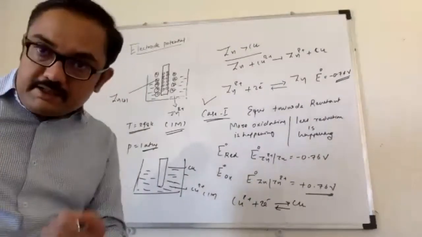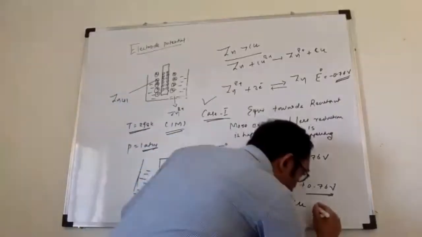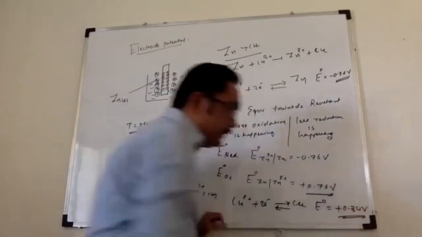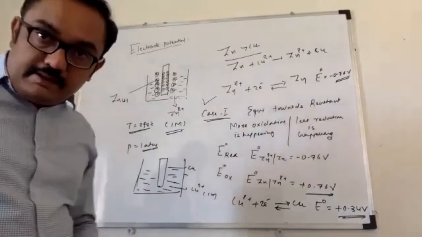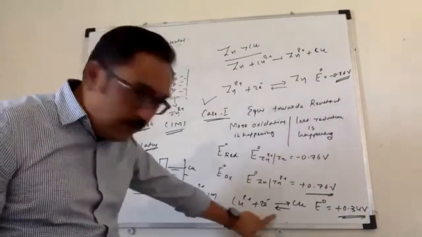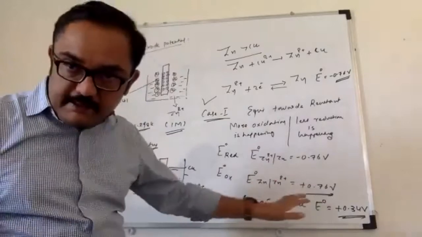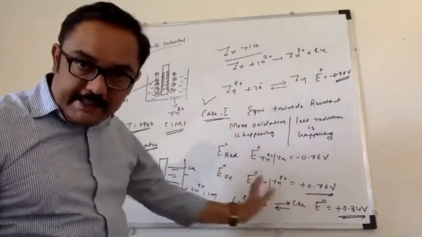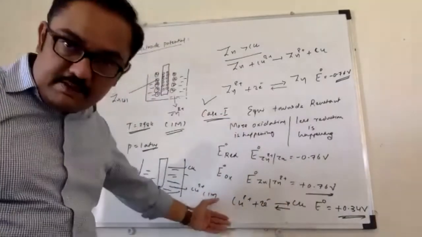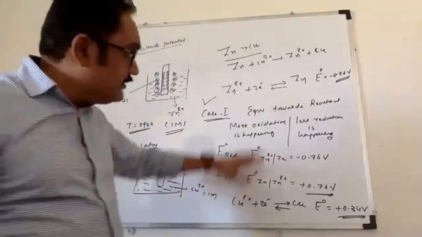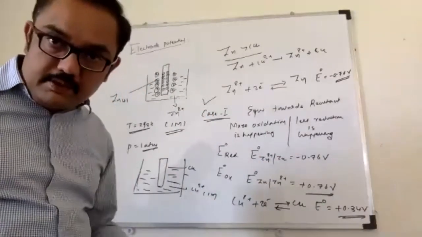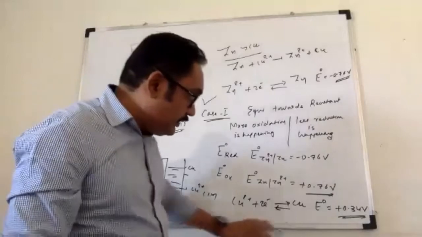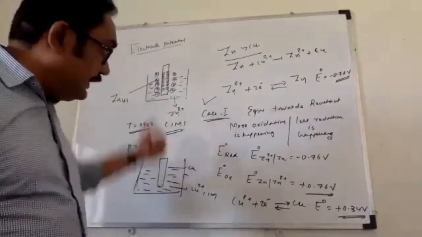So when you check the reduction potential of copper, its standard reduction potential is plus 0.34 volt. What does it mean? It means that for copper, the point of equilibrium lies towards the product side. In case of Zn, it lies towards the reactant side, and in case of copper, it lies towards the product side. Copper has a greater tendency to undergo reduction compared to Zn, and Zn has a greater tendency to undergo oxidation compared to copper. Is this clear? That is the reduction potential of copper, that is the electrode potential.